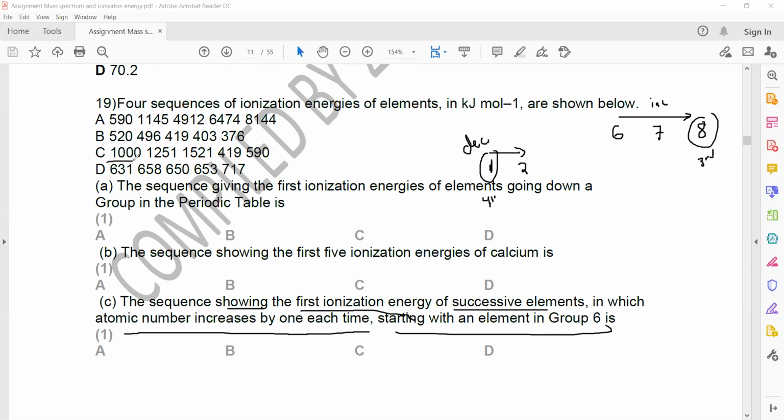So you can see here it is 1000, then 1251, then 1521. So it increases for the first 3. This is a group 6 element, this is a group 7 element, and this one is group 8. But what happened when it moved to the 4th one? The value is decreasing. Why is the 4th value decreasing? It means it is a group 1 element. So ionization energy increases across the period, but as the period changes, the ionization energy decreases, because with successive atomic number, the ionization energy will be smaller. Is it clear now?